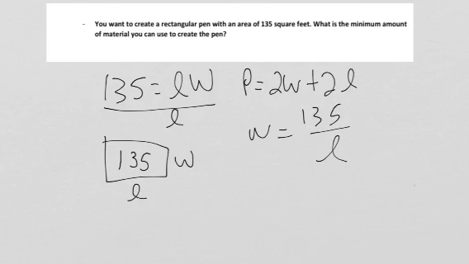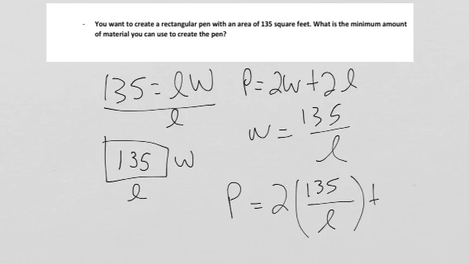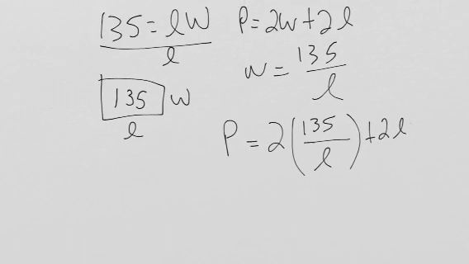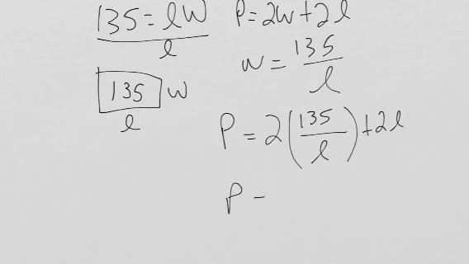Okay, and this is good news because we can plug in 135 over L for W in perimeter. So we get perimeter equals 2 times 135 over L plus 2L. And if we want to simplify a little more, we can say perimeter equals 270 over L plus 2L. Now what we want to do is graph this and look for a minimum this time. So we're trying to minimize perimeter.